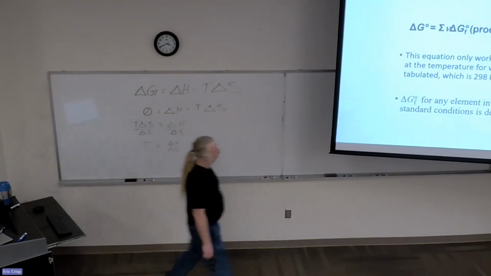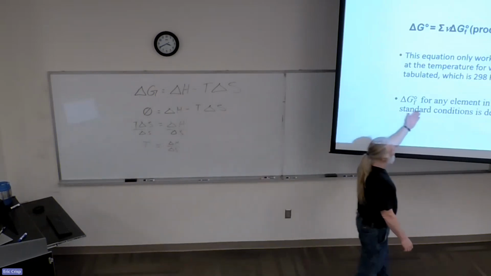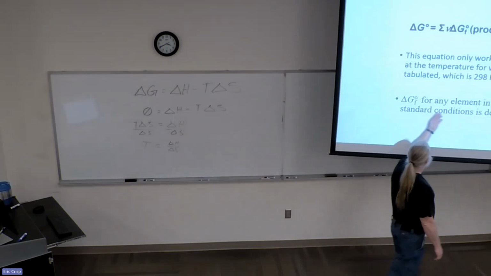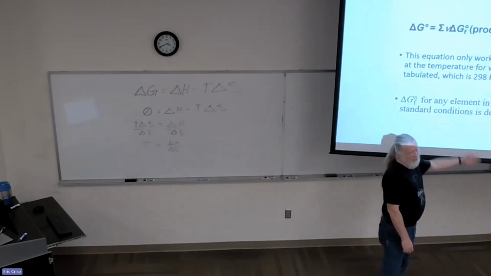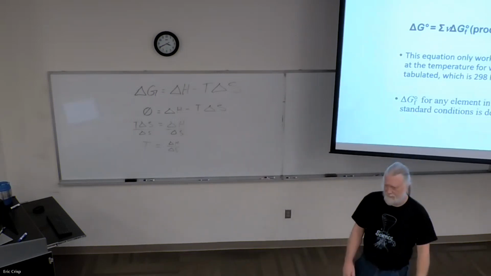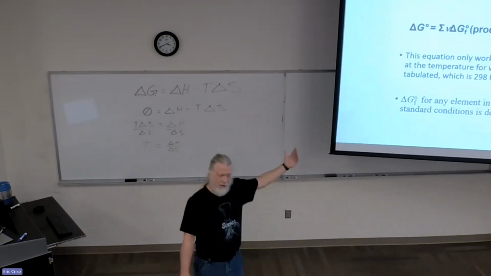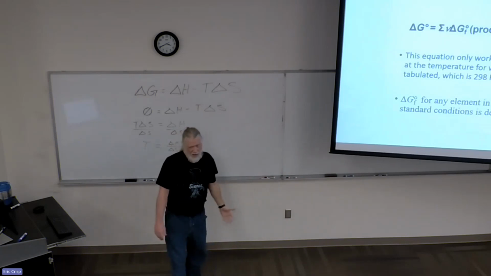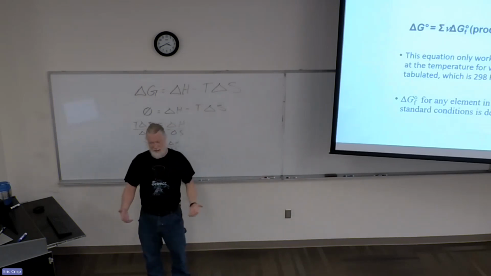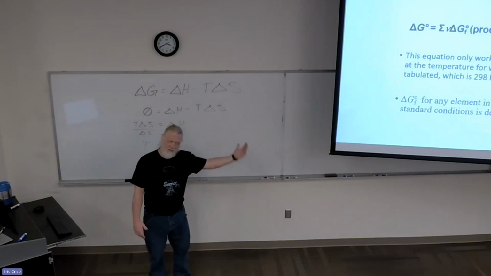And this is why the zeros. The delta G formation for any element in its most stable form at standard conditions is defined as 0. Okay? Makes sense? Is it really 0? Probably not. We just defined it as. It has a 0 somewhere, and this is what we chose.